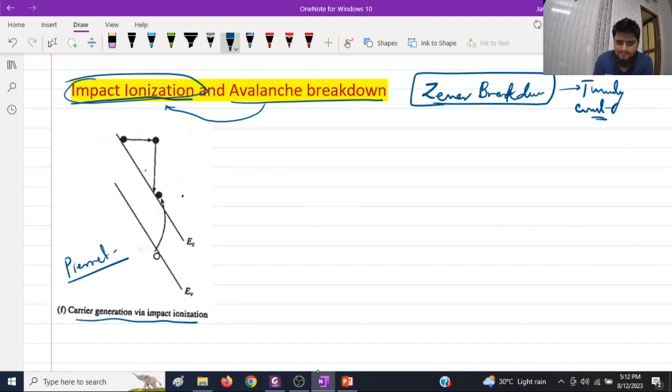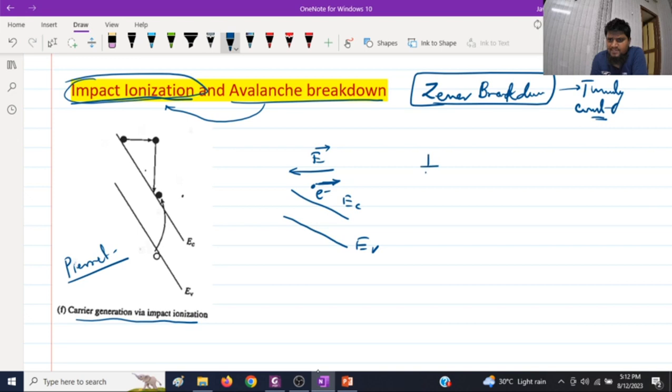So what happens is that under a high electric field, one electron which is in the conduction band accelerates when it finds sufficient energy. Of course, when you have an electric field, the energy lines will be slanted, like this. So this electron accelerates and gains energy.